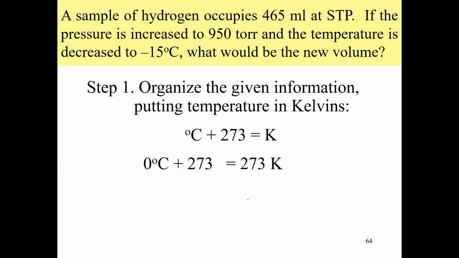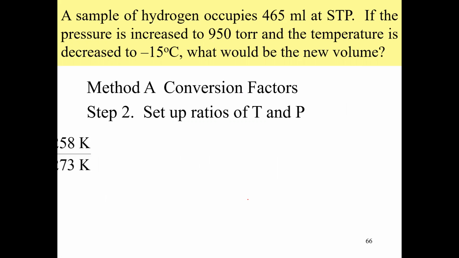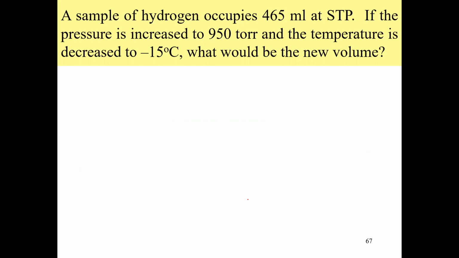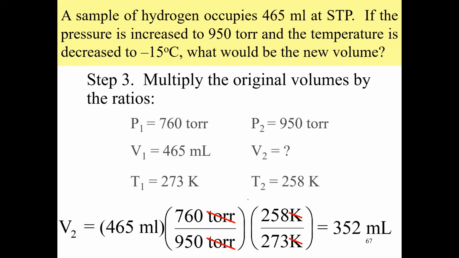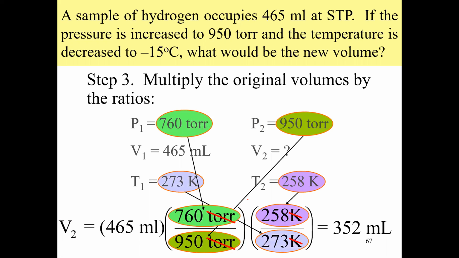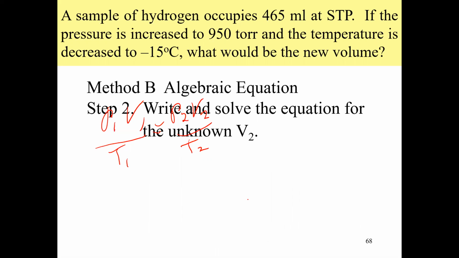And here's a sample problem there. Method A, and then method B. Again, I recommend you use method B to solve this. The algebraic equation, you write and solve the equation for the unknown V2 there.